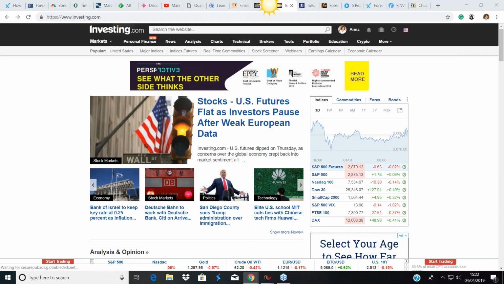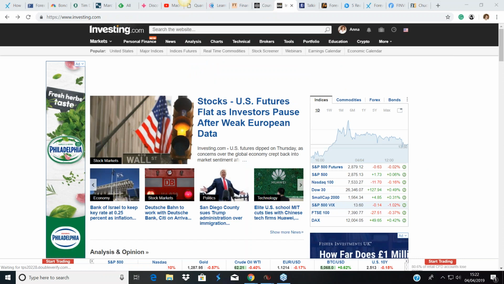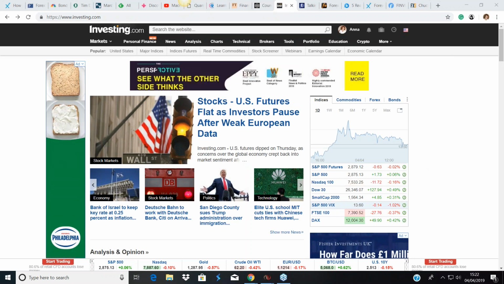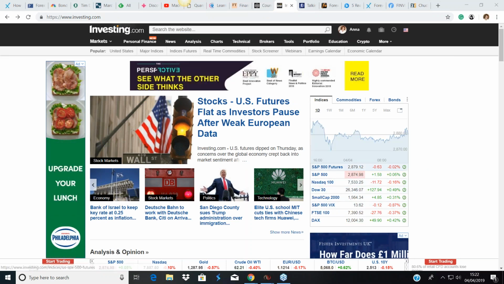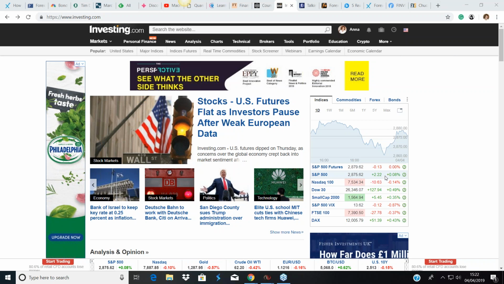A quick look at investing.com, and we can see where the VIX is. The VIX is back under 14, coming up at 13.6. We can see the Dow is up. The S&P is not up, it had a little bit of a pullback. That's the NASDAQ, that's the cash.